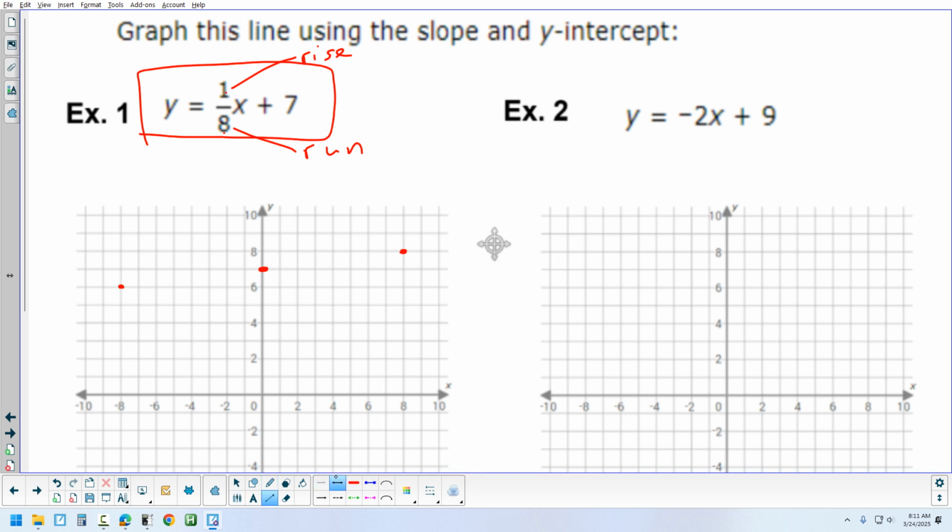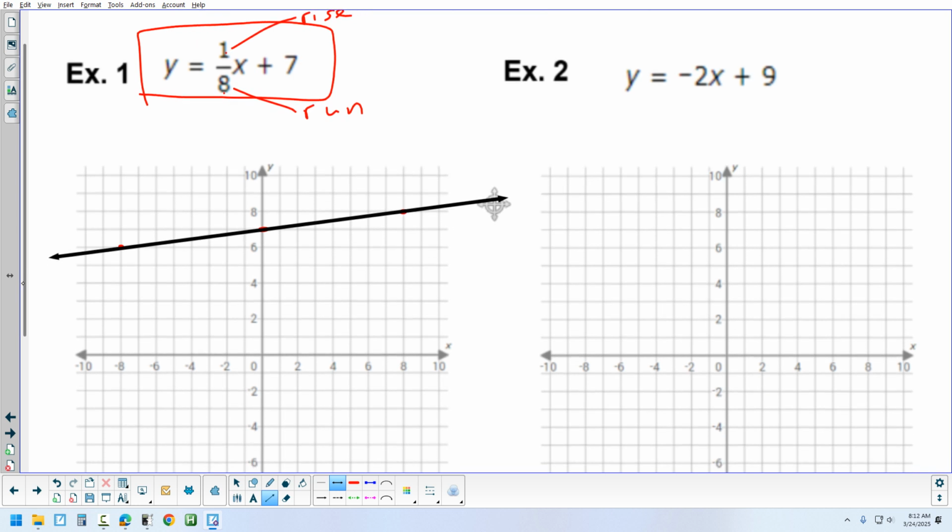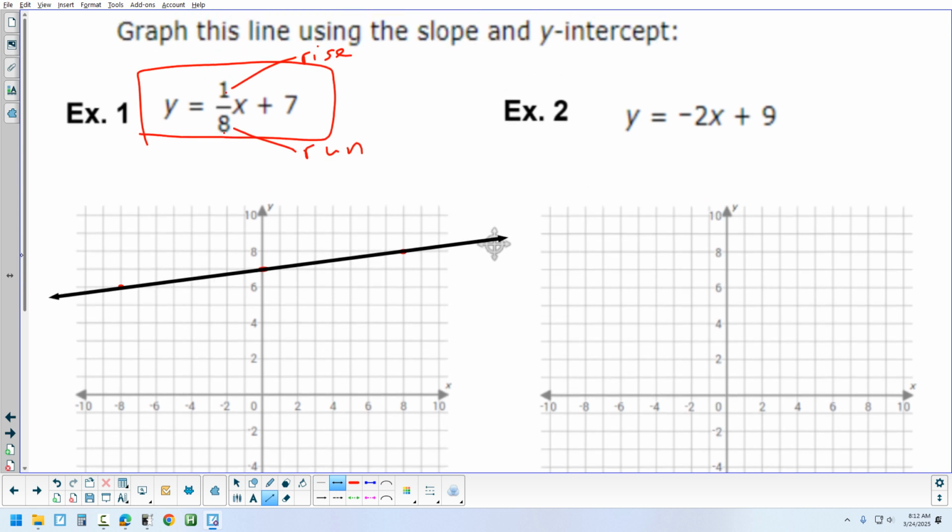Okay. So 1/8, that's pretty good. About like that. Okay, so 1/8 is a line that is not very steep. Okay, 1/8 is pretty gradual. Like if you were walking up that, that's not a very steep hill. Right? Okay. Any question on how we graph that one? Okay, let's look at the next one.